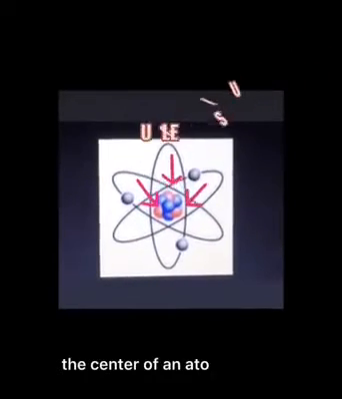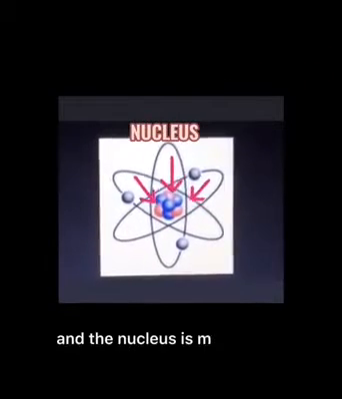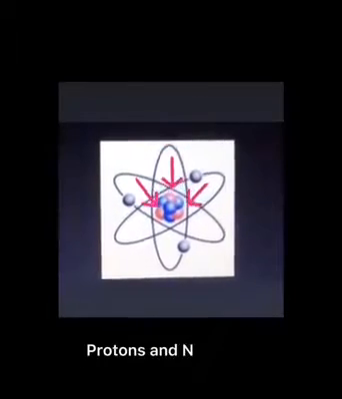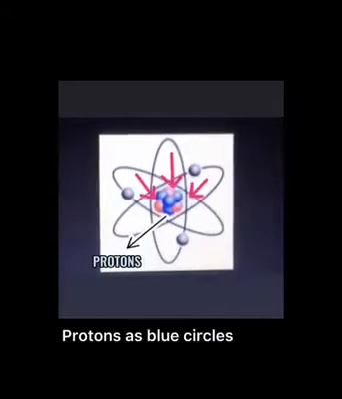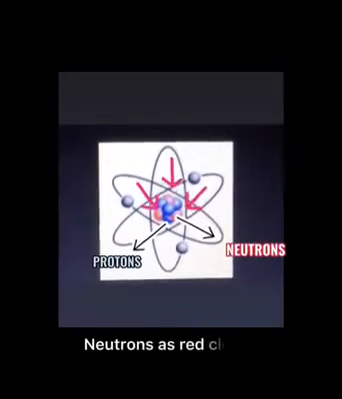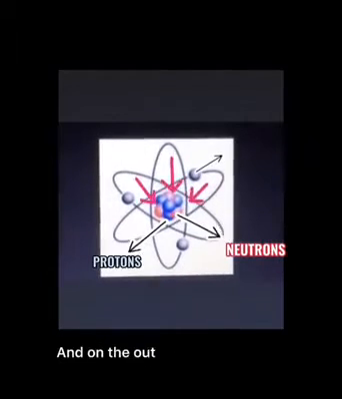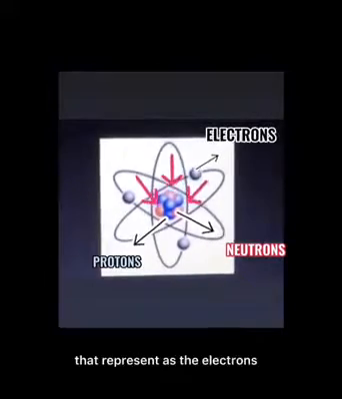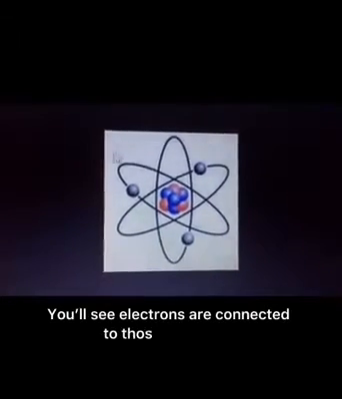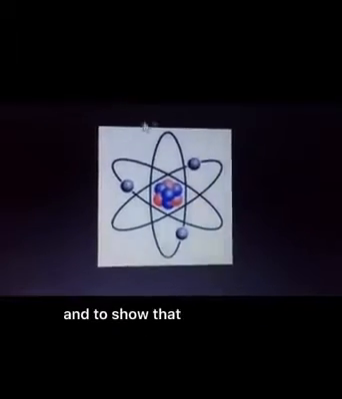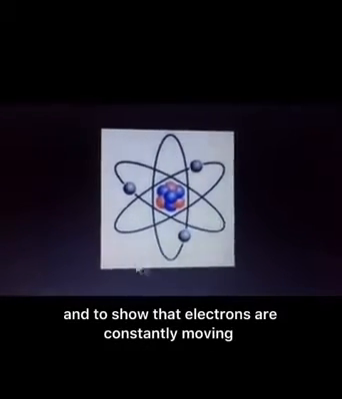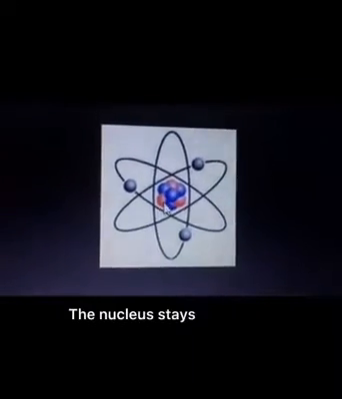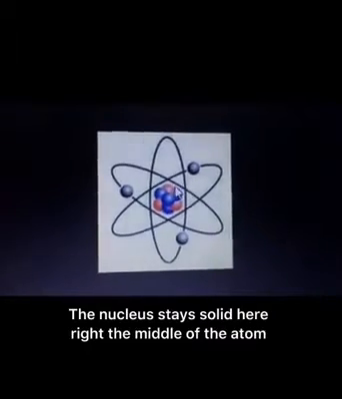So now, in the center of an atom is the nucleus, and the nucleus is made up of two tiny particles, the protons and neutrons. Protons are shown as blue circles, and neutrons as red circles. And on the outside of the atom, there are these little black circles that represent the electrons. You'll see electrons are connected to these oval paths, and to show that the electrons are constantly moving, they're flying around the outside of the atom. The nucleus stays solid right in the middle of the atom.